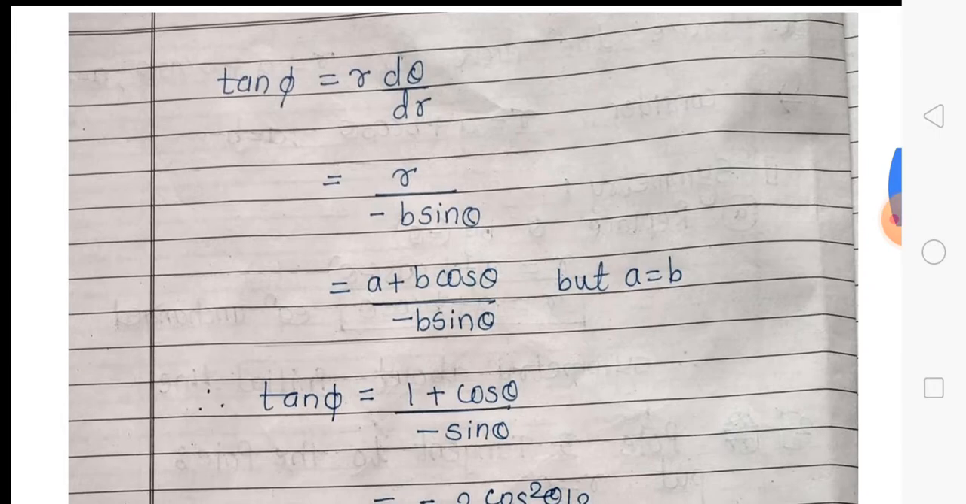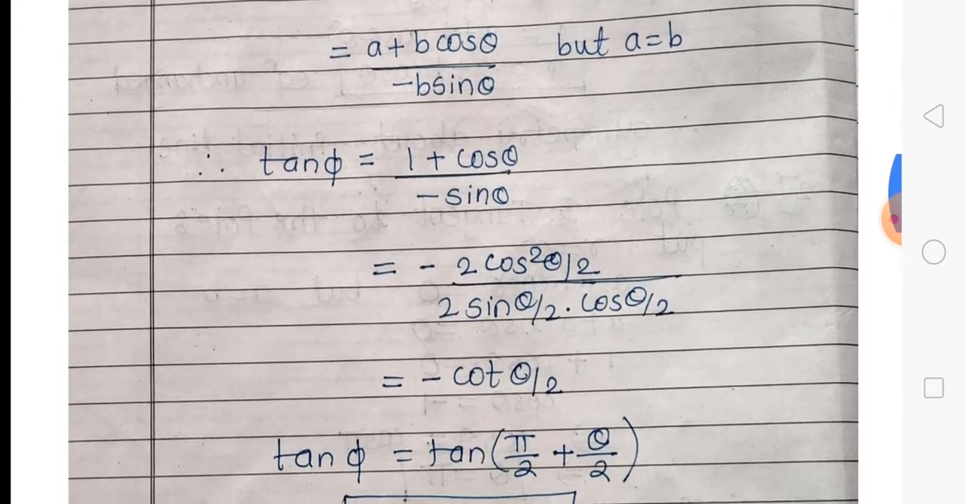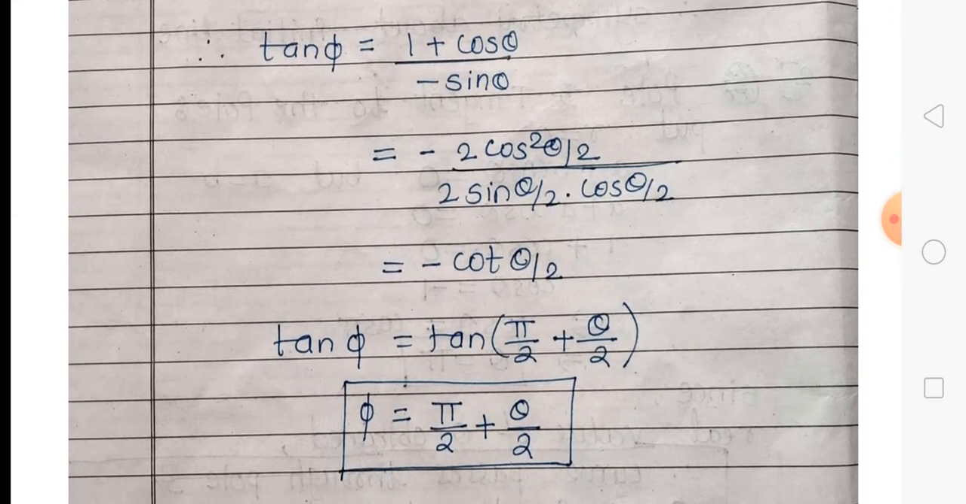Simplify this, put the value of r is a plus b cos theta and write minus b sine theta as it is. But here a equal to b, therefore we got the equation b in bracket 1 plus cos theta upon minus b sine theta. Here b gets cancelled, then we got 1 plus cos theta upon sine theta. Now substitute the value of 1 plus cos theta as 2 cos square theta by 2 and the value of sine theta as 2 sine theta by 2 cos theta by 2. Simplify this, then we got minus cot theta by 2.